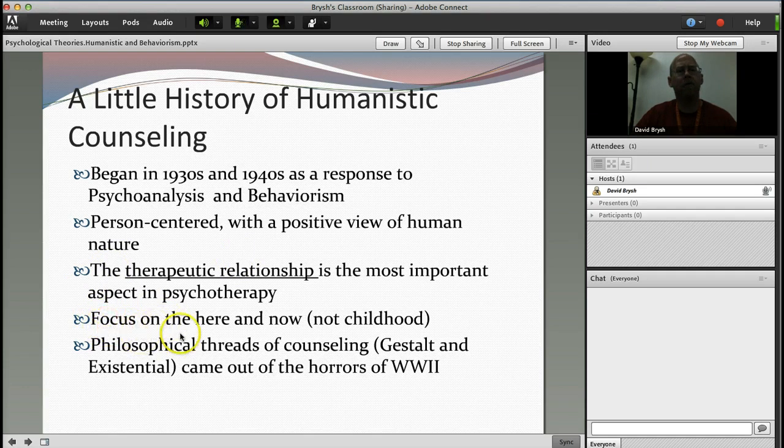Humanistic theories generally focus on here and now, and they don't necessarily talk about your childhood. One of the drawbacks to psychoanalysis is that there's no explanation for something that currently has happened to you. The humanists focus on what's currently happening to you, and not so much in your childhood. A lot of the philosophical parts of humanistic counseling, like Gestalt and existentialism, came out of what happened during World War II. So a lot of therapists who were Jewish, what they saw and experienced during World War II greatly affected them, obviously, and then they brought that to their therapy and their kinds of psychological theory.